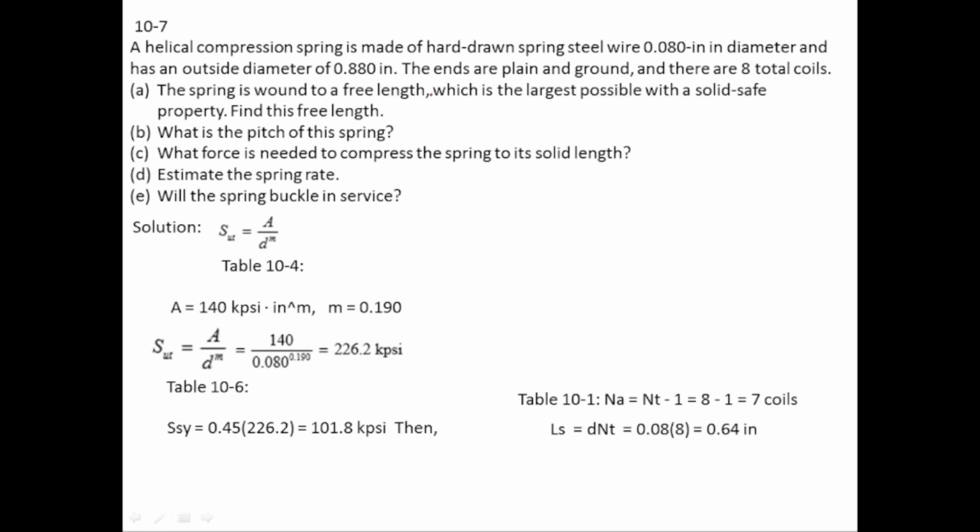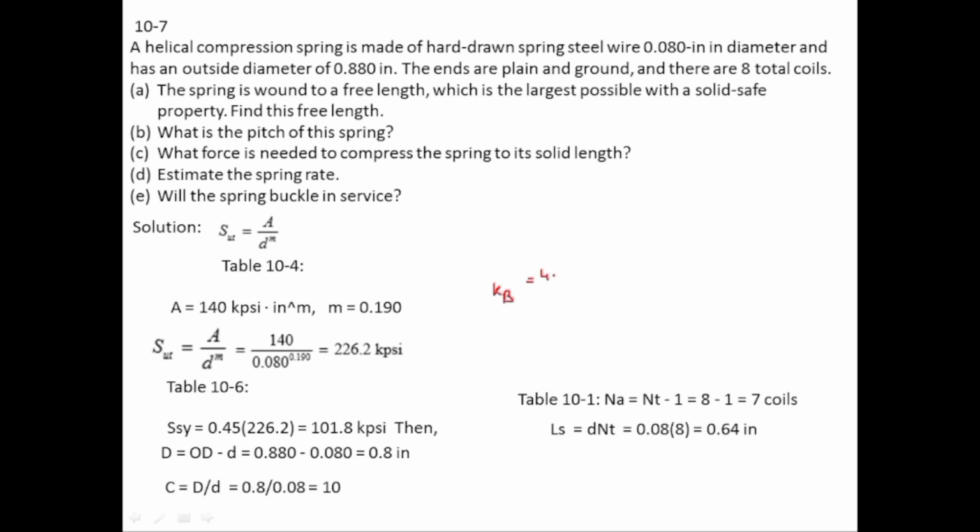This 0.88 is the external diameter, so mean coil diameter is equal to external diameter minus wire diameter, which is 0.88 minus 0.08, which will give you 0.8. So mean coil diameter is 0.8 inches, and C is the ratio between mean coil diameter and the wire diameter, so 0.8 divided by 0.08 will give you 10. So C is equal to 10.